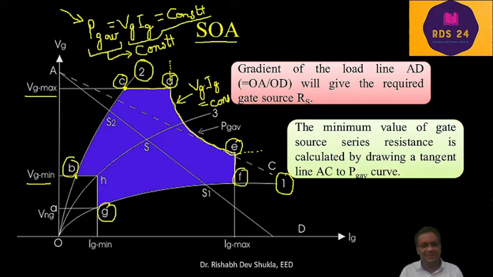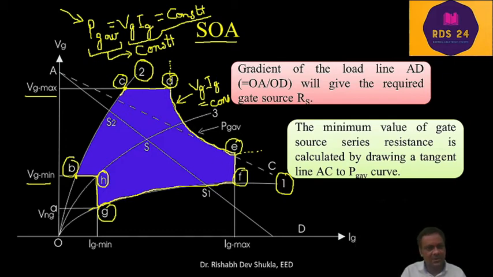This is our safe operating region, because after G we have a non-triggering gate voltage. If you go below this non-triggering gate voltage, your thyristor will not be turned on. So this is the limit, and H can also be considered here. This is the safe operating region limit.